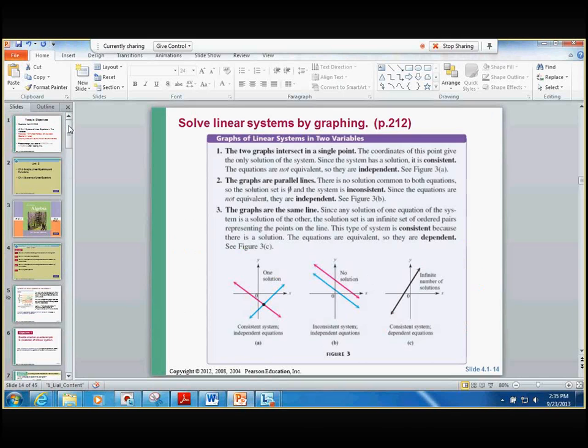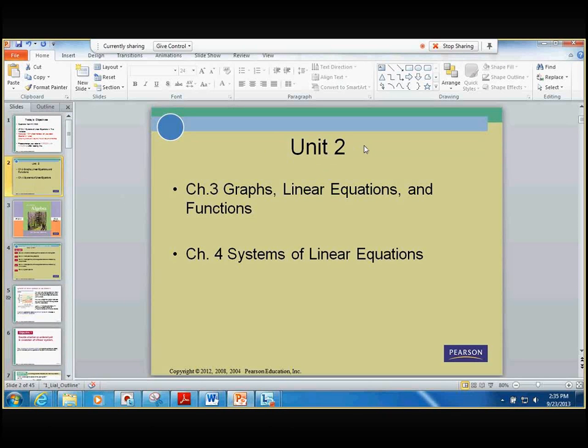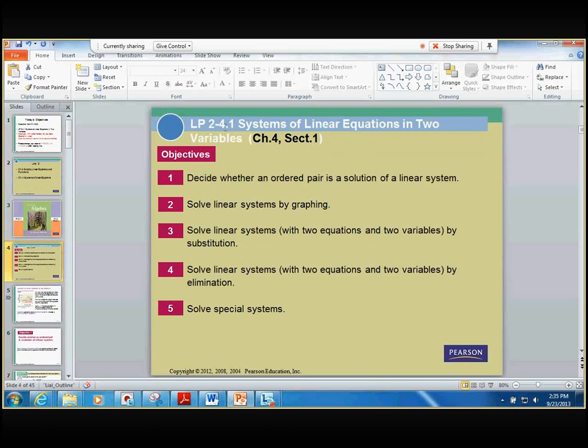In this section, just so you know, in Unit 2, we just finished up Chapter 3, graphs, lines, and functions, and now we're going to start Chapter 4, which is basically 2 lines or 3 lines, and where do they intersect. So when it's called a system of linear equations, that's what it's talking about. Today in section 4.1, we're going to cover systems of linear equations in 2 variables. And these are the different objectives that we're going to go over.